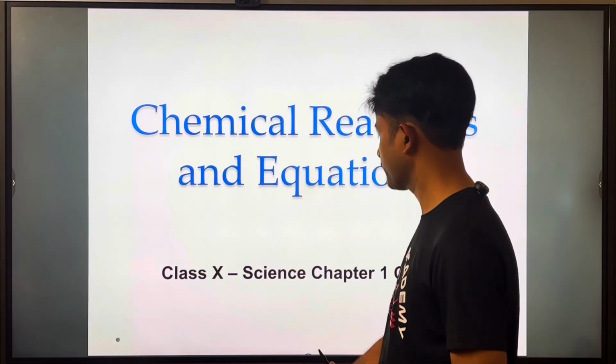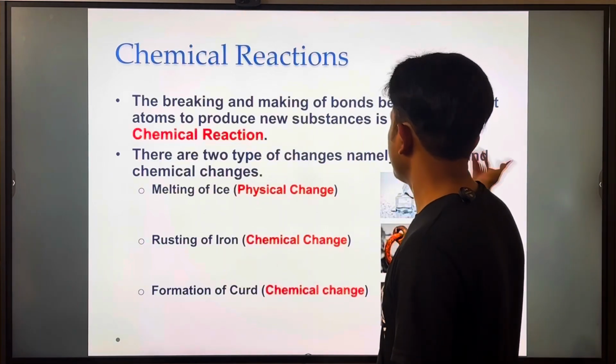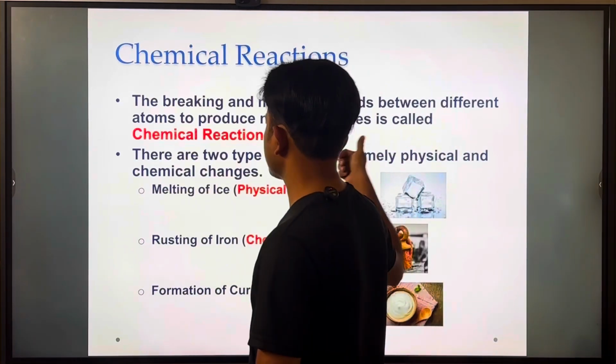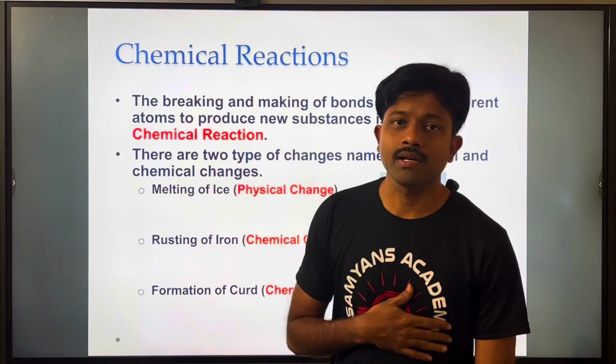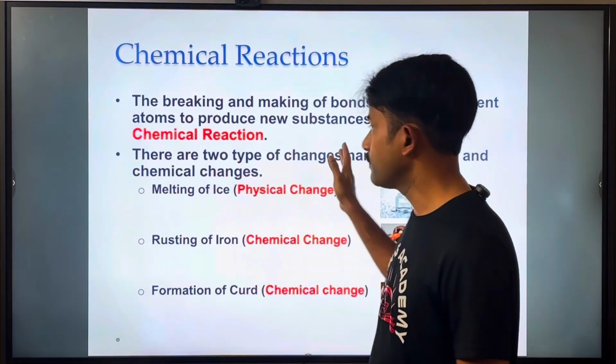Let us start now. Chemical reactions mean the breaking and making of bonds between different atoms to produce new substances. In chemical reactions, reactants break and products are formed.